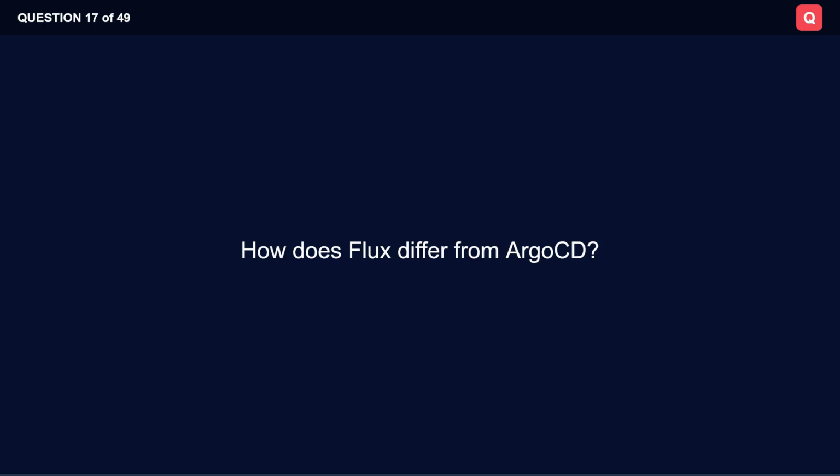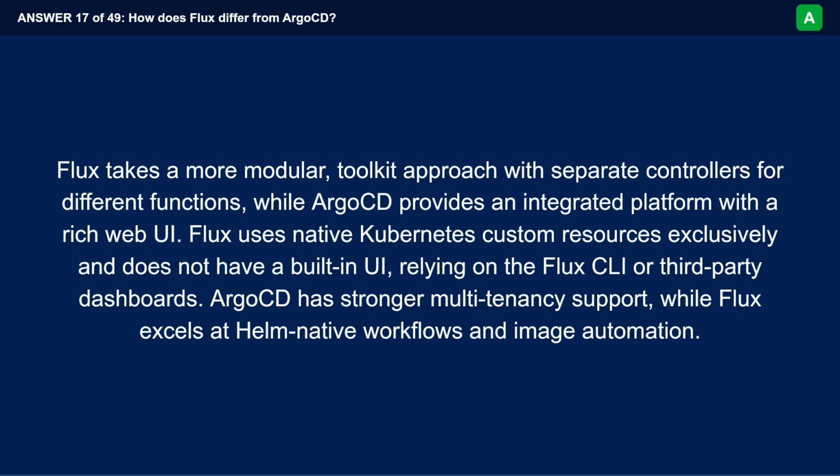How does Flux differ from ArgoCD? Flux takes a more modular, toolkit approach with separate controllers for different functions, while ArgoCD provides an integrated platform with a rich web UI. Flux uses native Kubernetes custom resources exclusively and does not have a built-in UI, relying on the Flux CLI or third-party dashboards. ArgoCD has stronger multi-tenancy support, while Flux excels at Helm-native workflows and image automation.